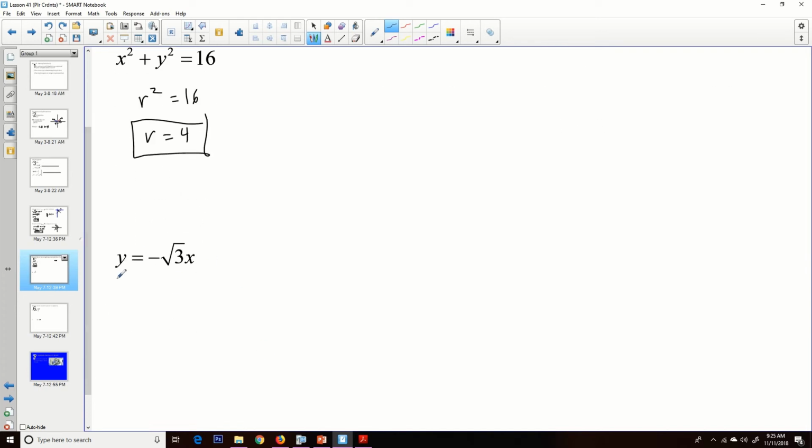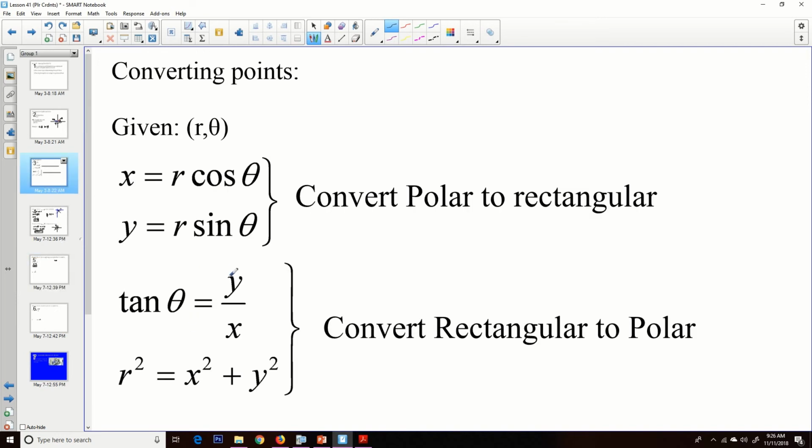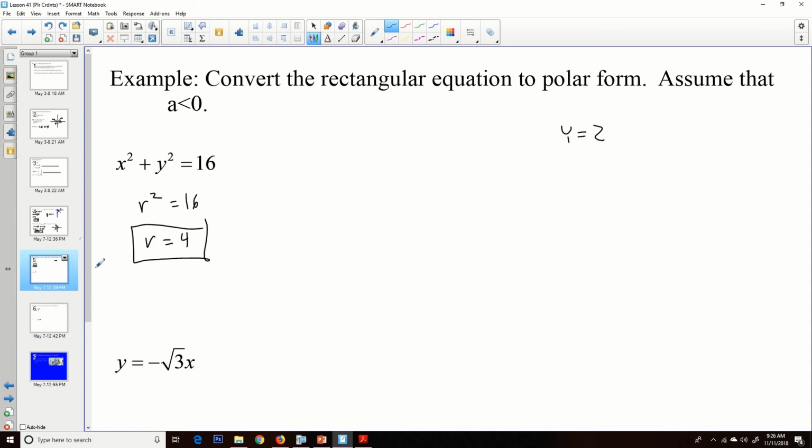Now, this particular rectangular equation is a linear equation that has a slope of negative square root of 3. Well, if I go back to my conversions here, if I get x and y by itself, like this, y over x, I can find an angle measure. So think of it this way with this one. This graph here is just a line that goes through the origin, and that has a slope of negative square root of 3.